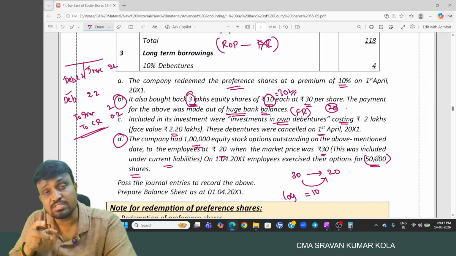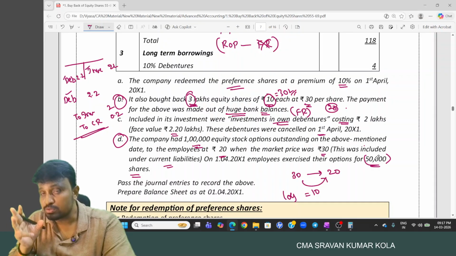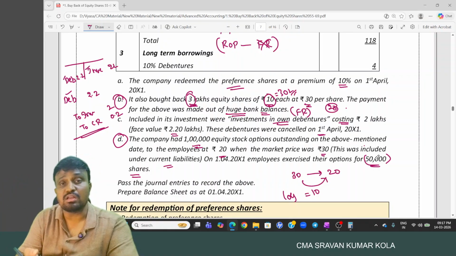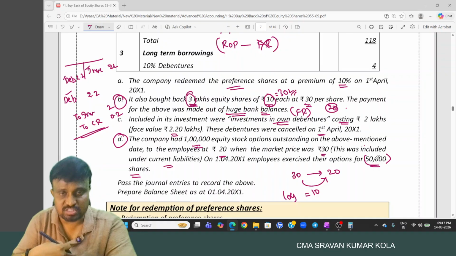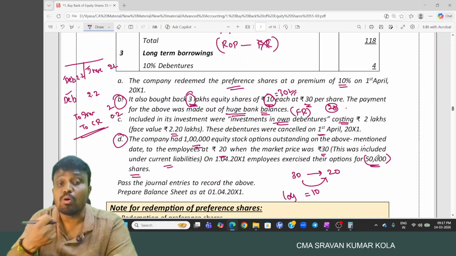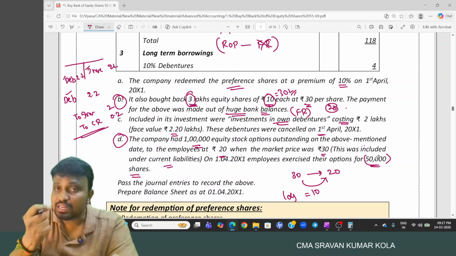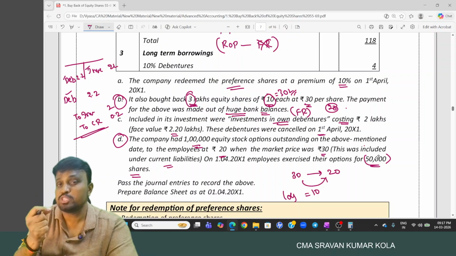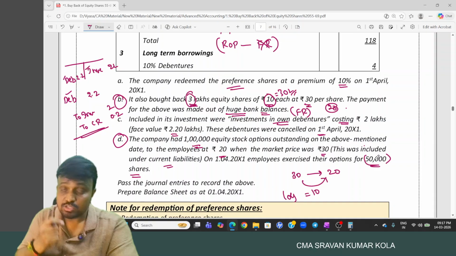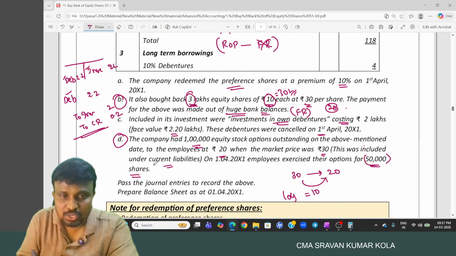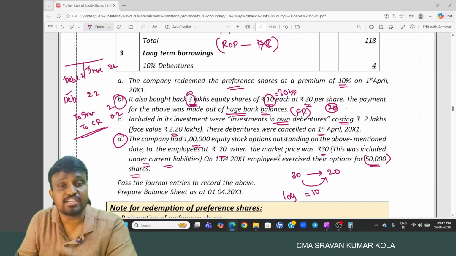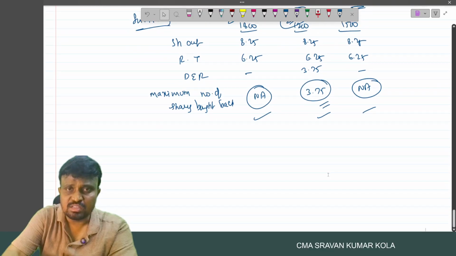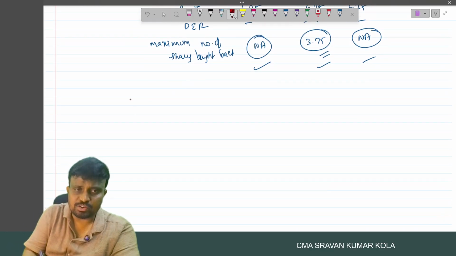But the actual market price of the equity share is 30 rupees, so we offered it at 20 rupees. The remaining 10 rupees is borne by the company itself, and that we adjusted to the employee stock option outstanding account. But here, that was included in current liabilities. They stated it as included in current liability. So what is the entry to be recorded?